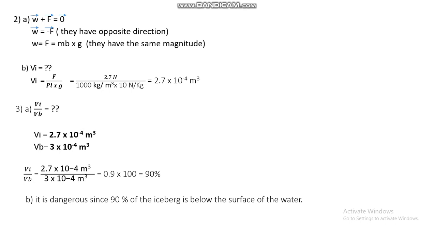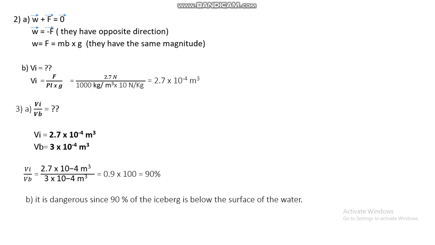Part B. I have to determine the volume VI of the immersed part. So I have to calculate VI. We use the formula of VI, it's equal to F over rho liquid times gravity. But since the piece of ice floats in equilibrium on the surface of water, F becomes equal to W. So F becomes 2.7 Newton. Okay, so we replace F by 2.7 Newton, rho liquid by 1000, gravity by 10. We will get the answer 2.7 times 10 to the minus 4 meter cube.